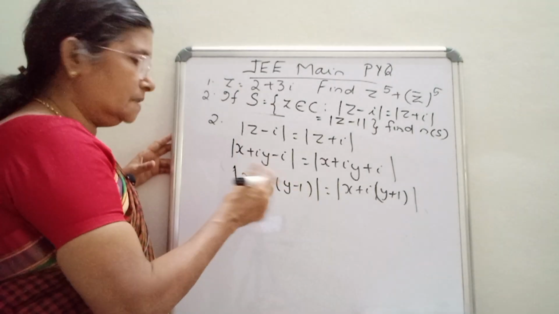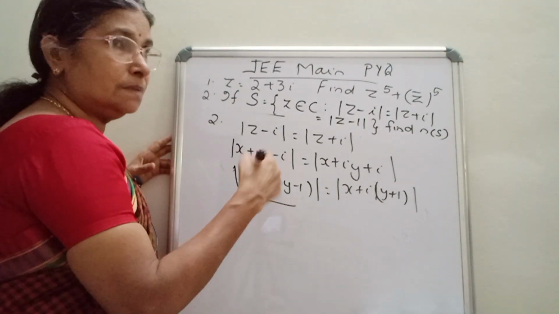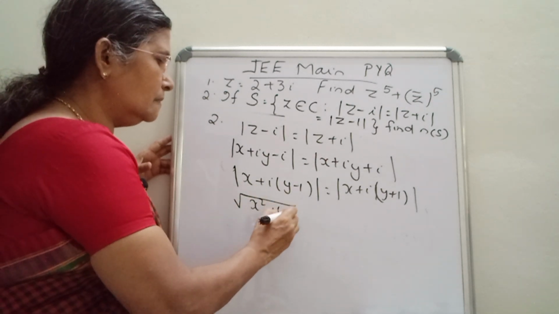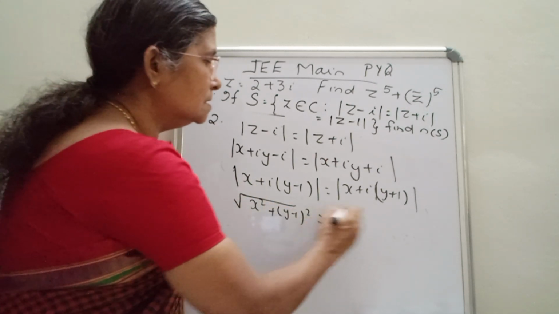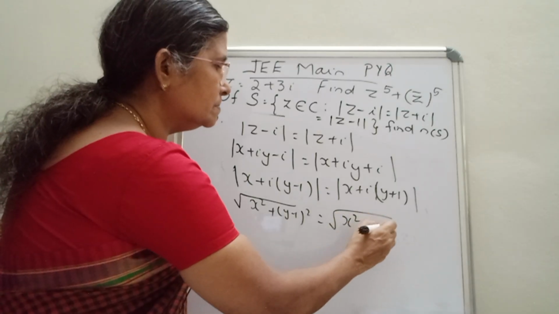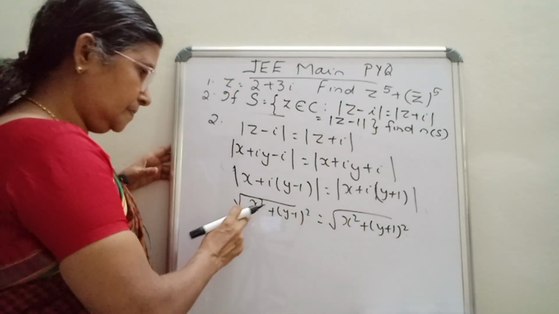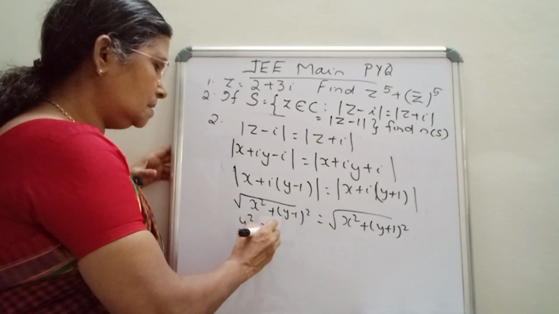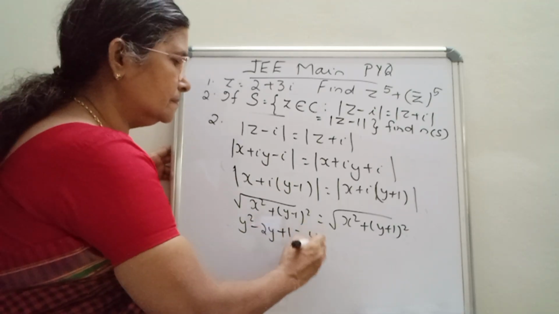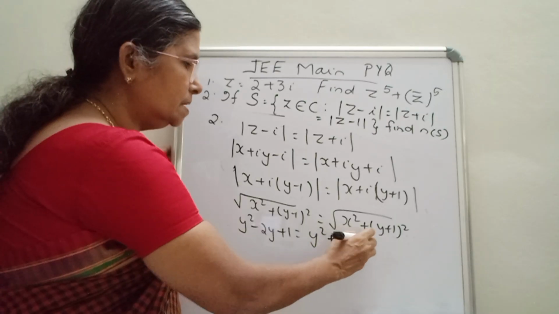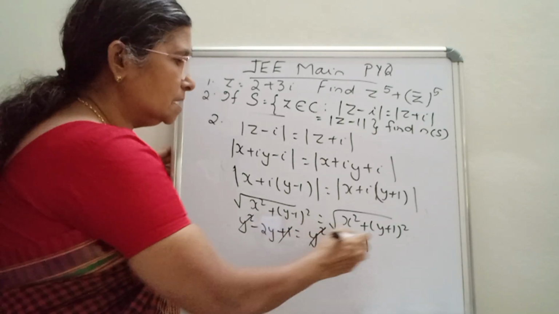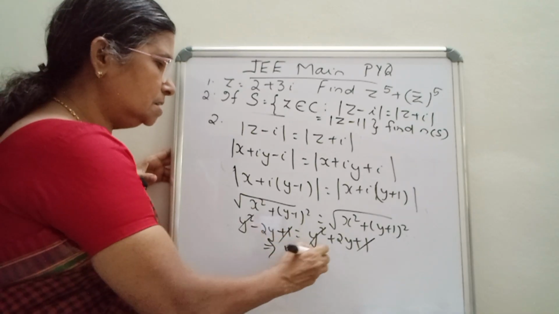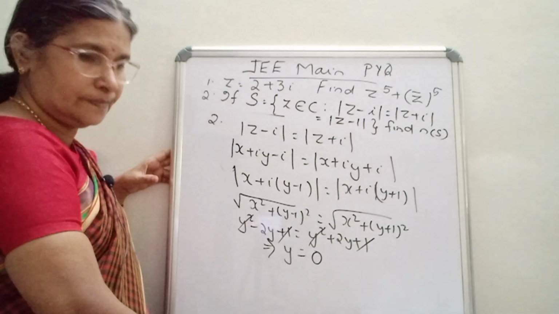Modulus of x plus iy is root of x square plus y square. Here the imaginary part is y minus 1, so root of x square plus y minus 1 the whole square, equals root of x square plus y plus 1 the whole square. Squaring on both sides, x square cancels. Y square minus 2y plus 1 equals y square plus 2y plus 1. Y square and 1 cancel. So minus 4y is 0. We get y is equal to 0.